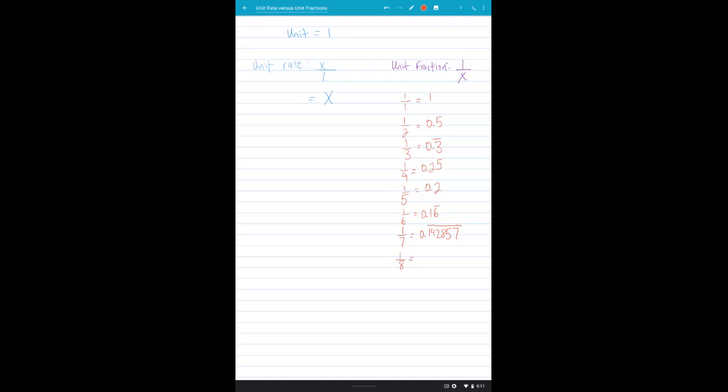1 over 8 is 0.125. 1 over 9 is 0.1 repeating. 1 over 10 is 0.1. 1 over 11 is 0.09 repeating. And then you have 1/12, which is 0.08 with the 3 repeating. So it's very, very important that you get to know all of these different unit fractions.